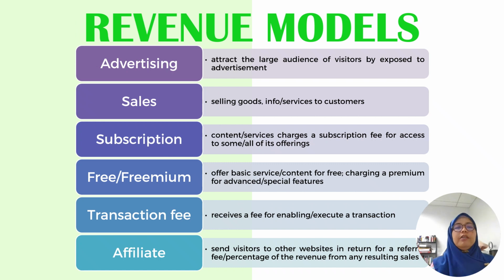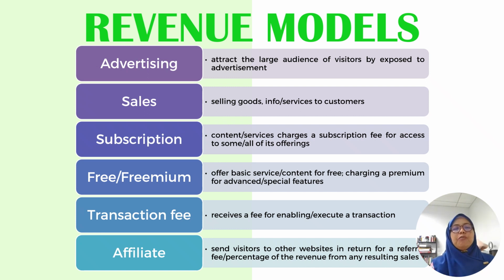Okay, for the revenue. Before that, I explained about the business, how you want to make a business by using e-commerce. Okay, so how do you want to get the revenue? In the revenue models, we have 6 items. To get the revenue, we can get from the advertising, the sales, the subscription, free or freemium, transaction fee, and also the affiliate. So from the advertising, you can attract the audience of visitors by exposing them to the advertisement. So you need to advertise your product, advertise your services, whatever you have in the organization.